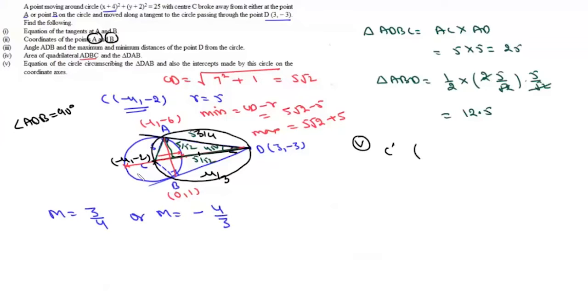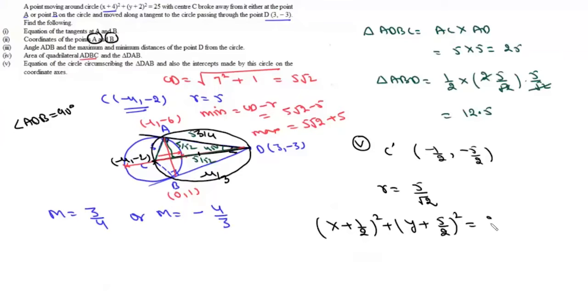So this C dash will be -4 plus 3 upon 2. So that is -1 by 2. And here it is -2 minus 3 upon 2, which is -5 by 2. And its radius will be half the distance CD. And we know that this CD is 5 root 2. So its radius will be 5 by root 2. So equation of this circle will be x plus 1 by 2 square plus y plus 5 by 2 square, and that will be equal to 25 by 2.